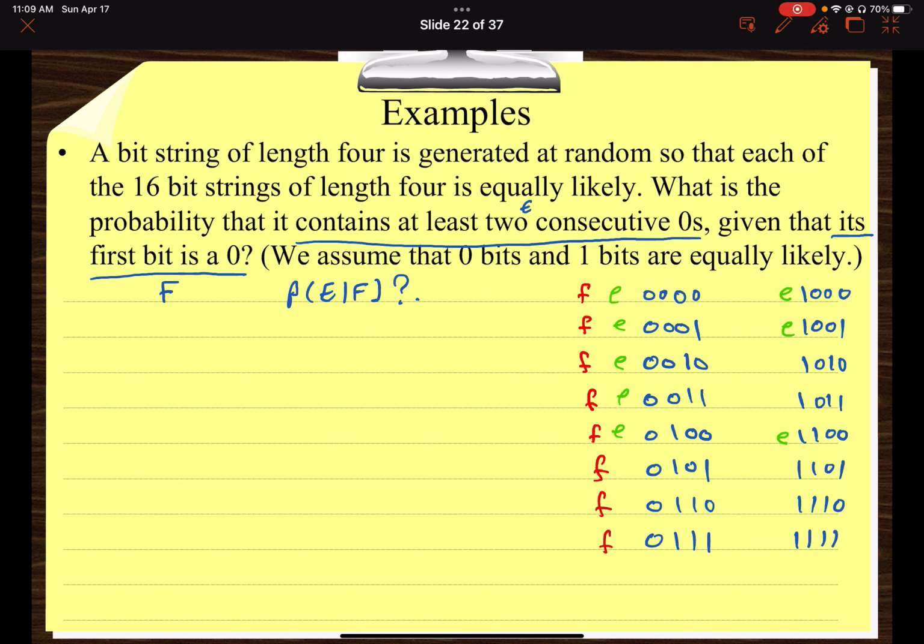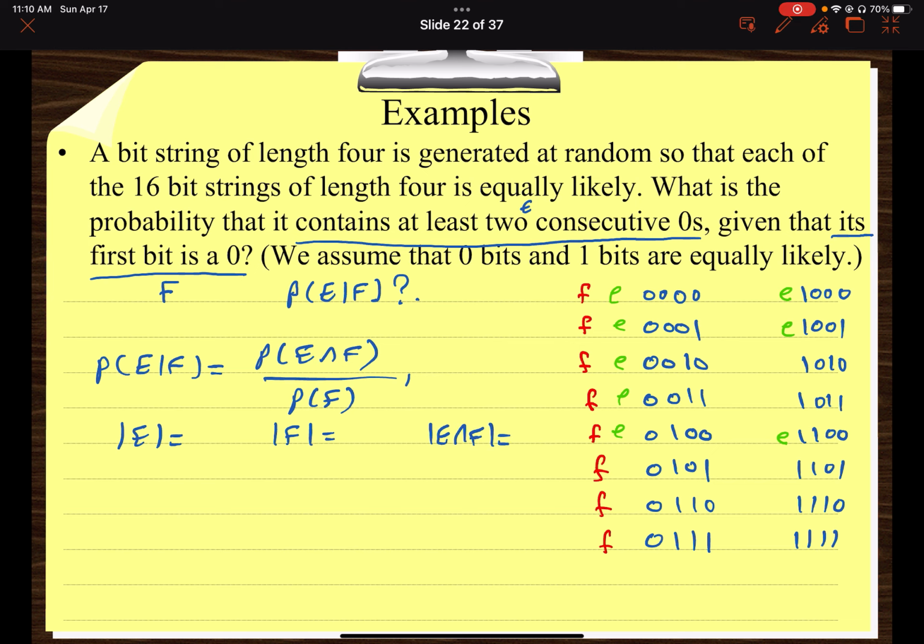Okay. So now, according to the definition, the probability of E given F is the probability of E intersection F divided by the probability of F, right? Okay. Now, let's compute the size of an event E, the size of an event F, and the size of an event E intersection F.